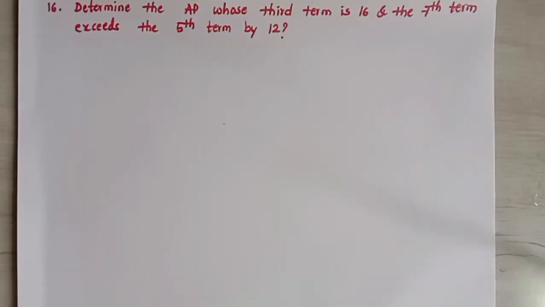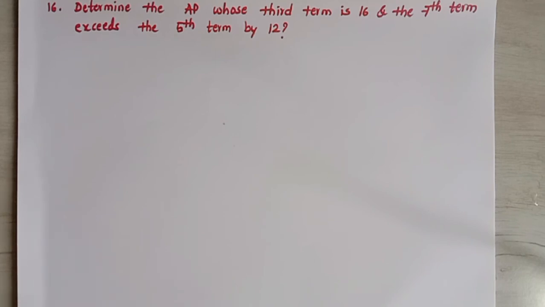The 16th question is, determine the AP whose third term is 16 and the seventh term exceeds the fifth term by 12. So what is given? We have to find the AP. Finding the AP means finding A1, A2, A3, A4, A5 and so on. We have to find that AP.